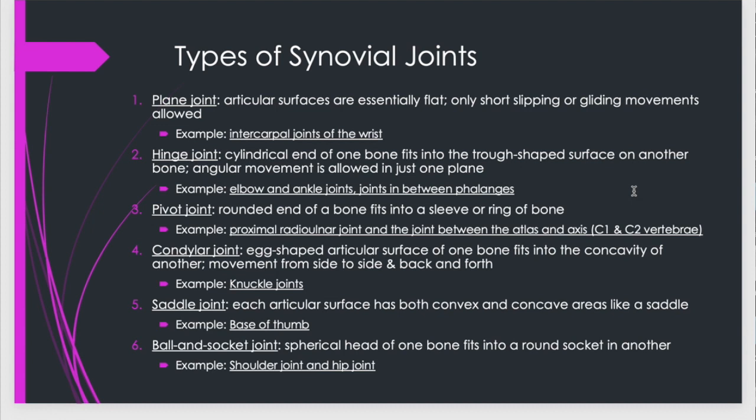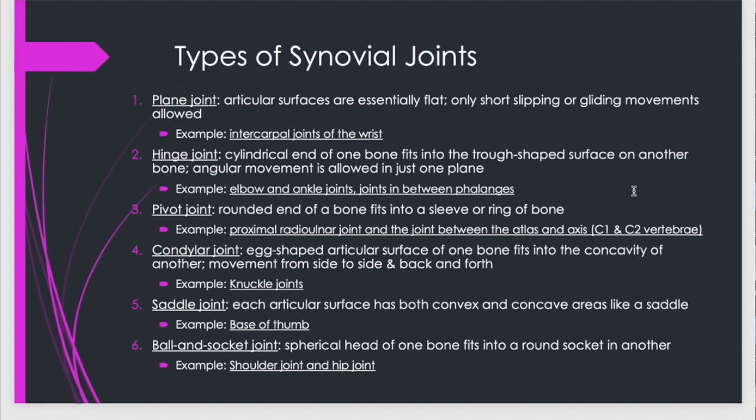A condylar joint is going to be your knuckles. So you have an egg-shaped or protruding surface that fits into a concave surface of the neighboring bone that it joins with. And it's going to allow movement from side to side and back and forth. Next, we have a saddle joint, which we find at the base of our thumb. So that gives our thumbs their unique ability to let us grip things.